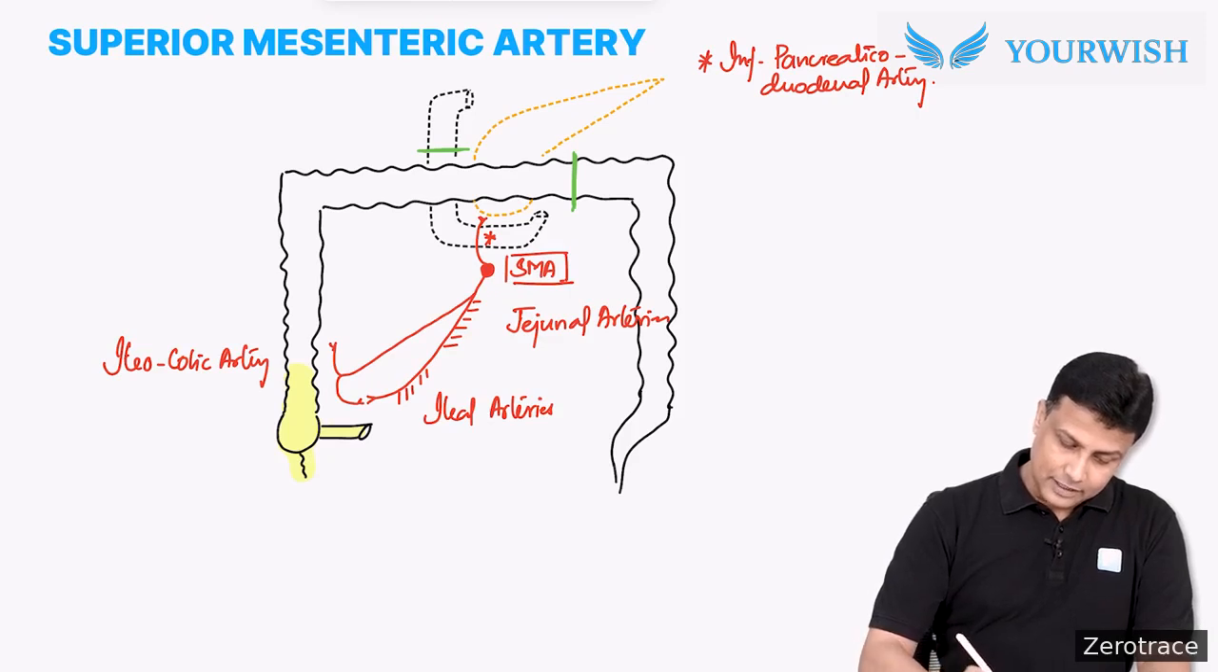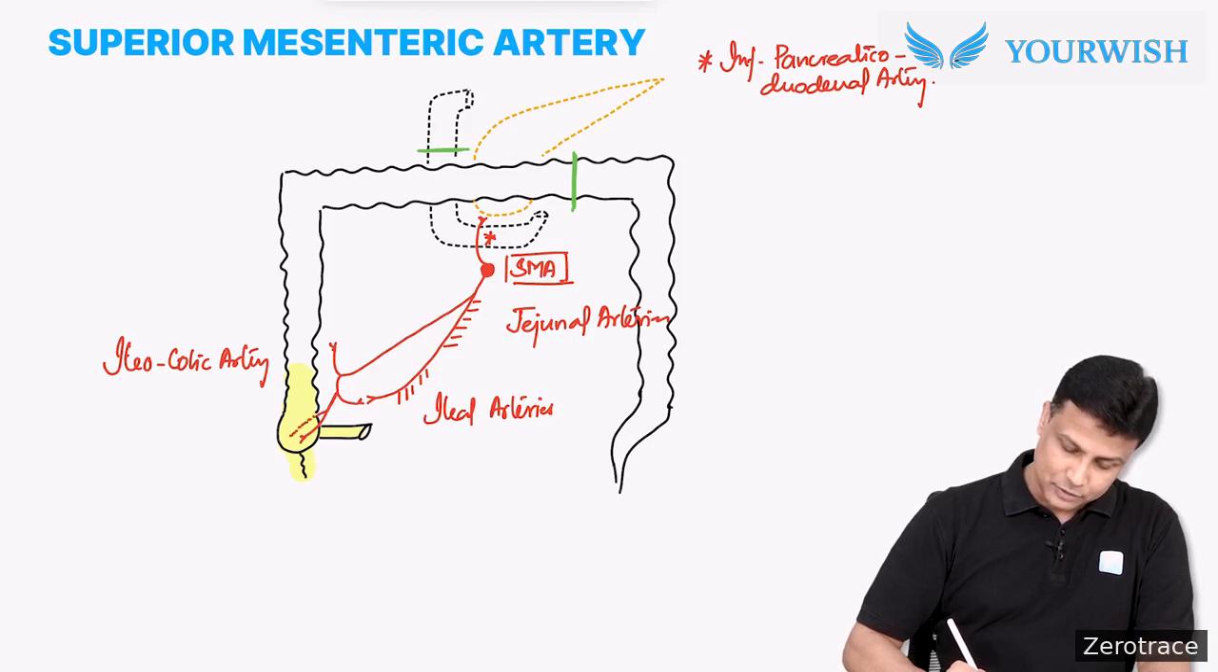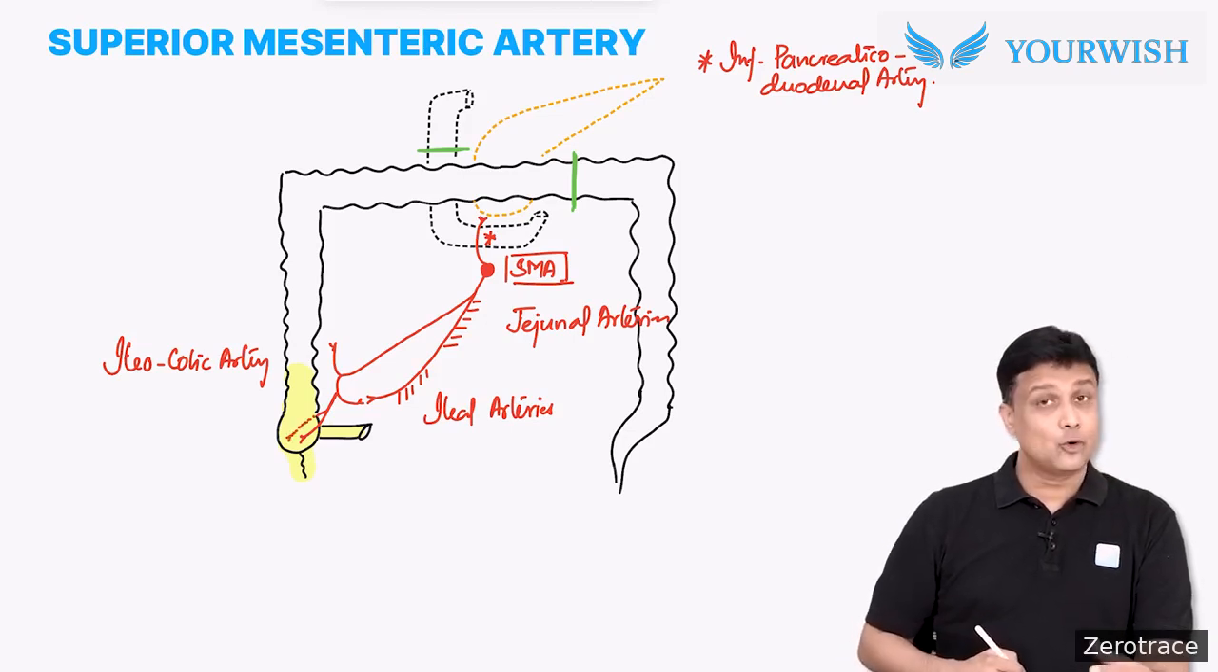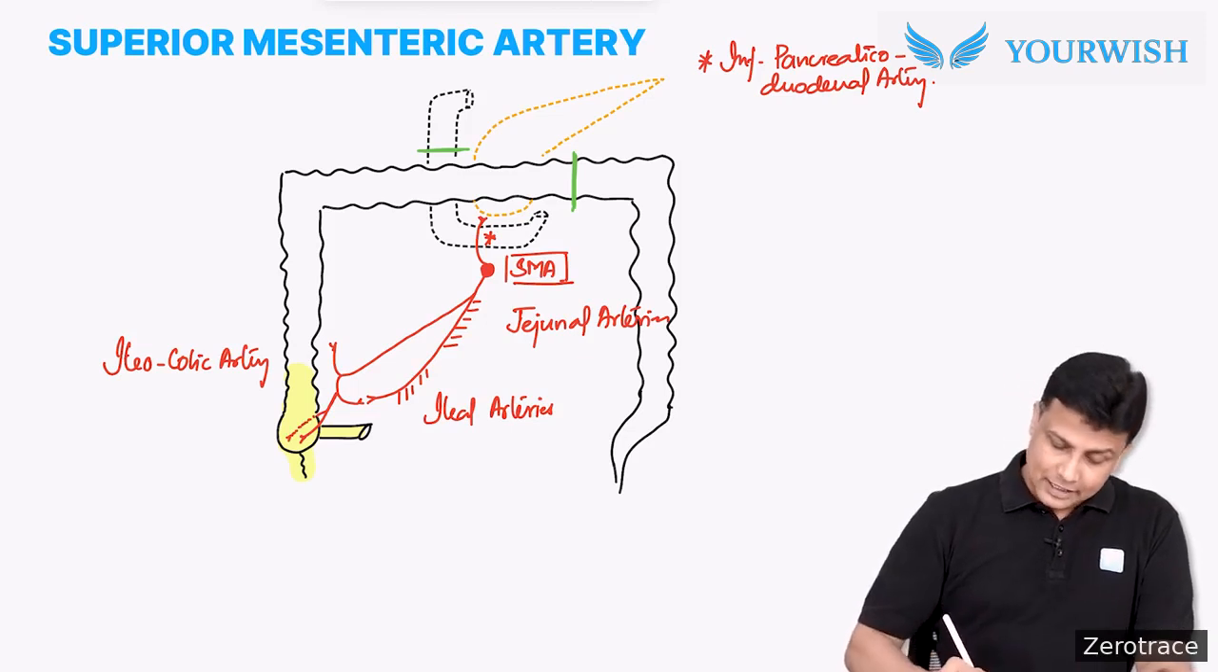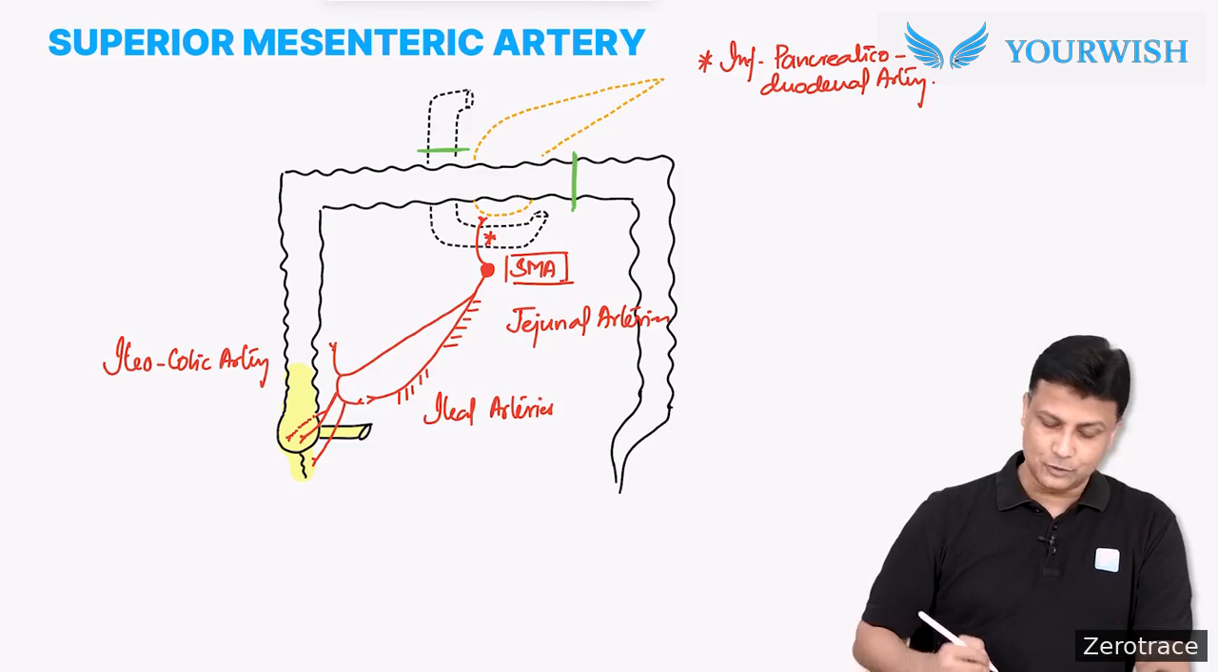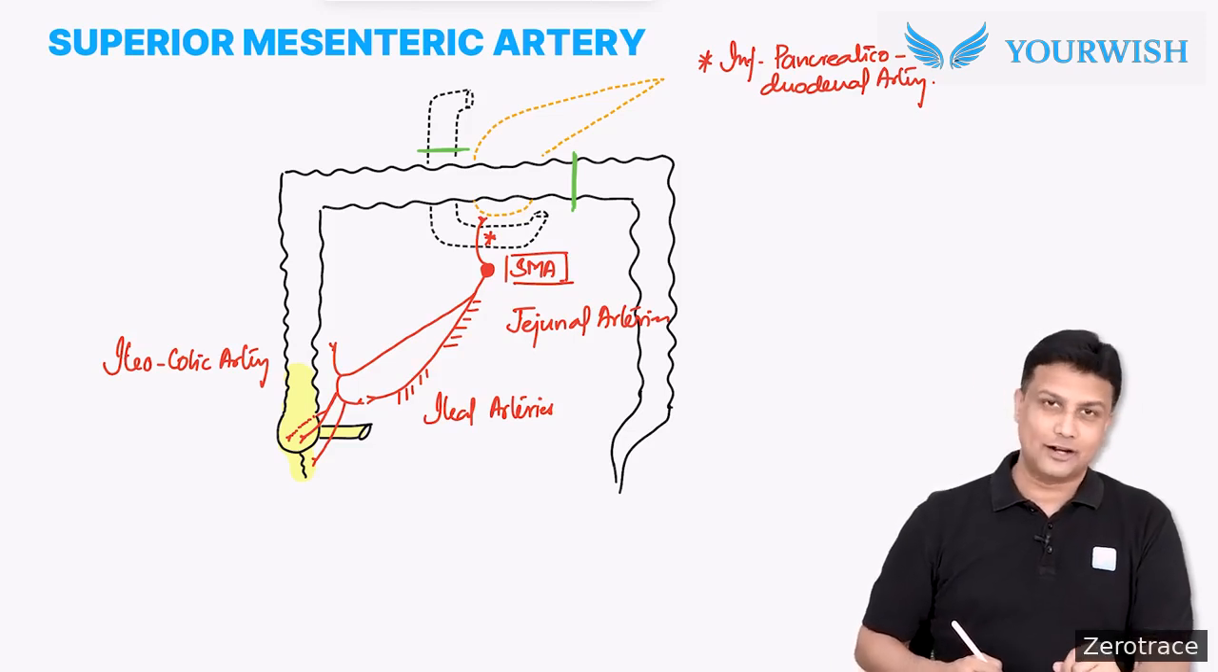Now, this artery will be giving a branch here, and this branch will be giving further branches to the cecum. One branch will go anteriorly and another branch will go posteriorly over here. And of course, these will be the cecal arteries. The same ileocolic artery is also giving a branch to the appendix, and that will be referred to as the appendicular artery.